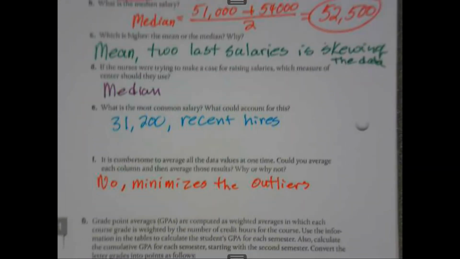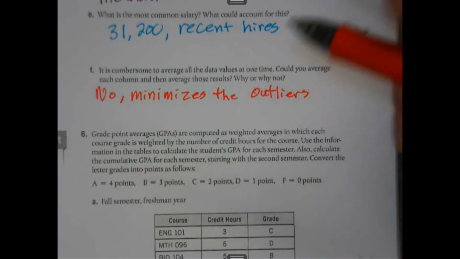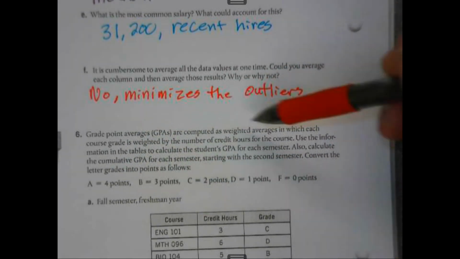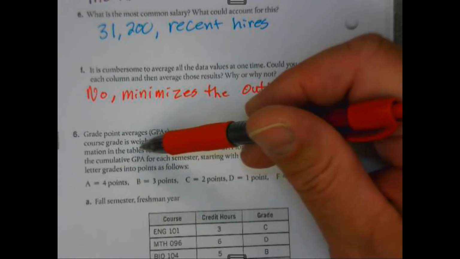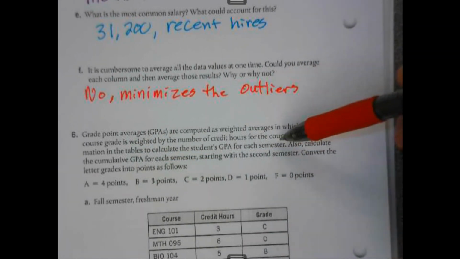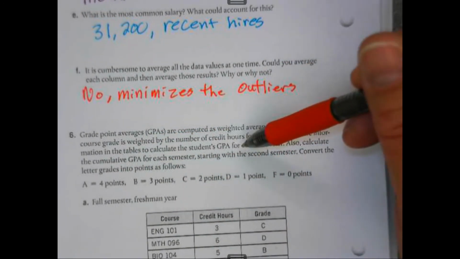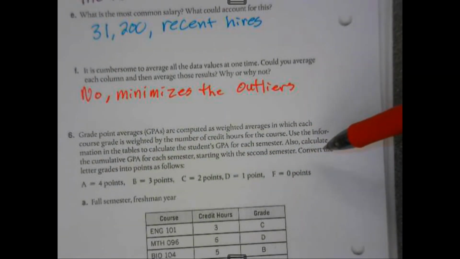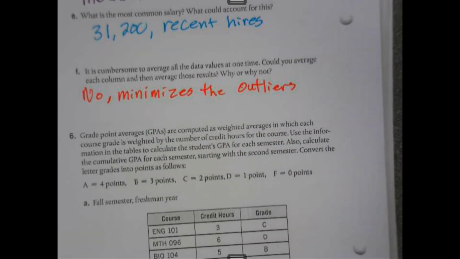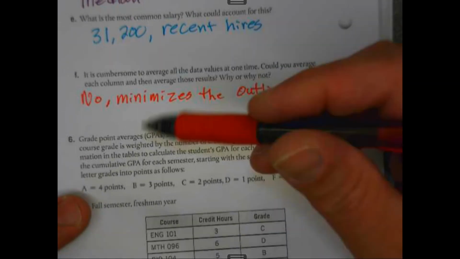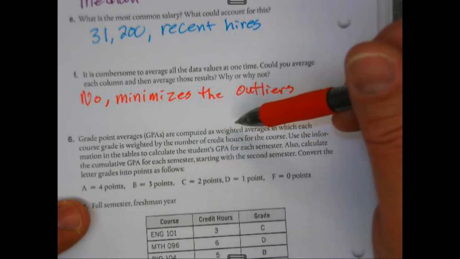Okay, so you can't. You've got to include all of them. Number 6, grade point averages, GPAs, are computed as weighted averages. Each course grade is weighted by the number of credit hours for the course. Use the information in the tables to calculate the student's GPA for each semester. Also calculate the cumulative GPA for each semester, starting with the second semester. So you've got to keep going, and that's what the cumulative is. Okay, so first, we have to compute the weighted averages.